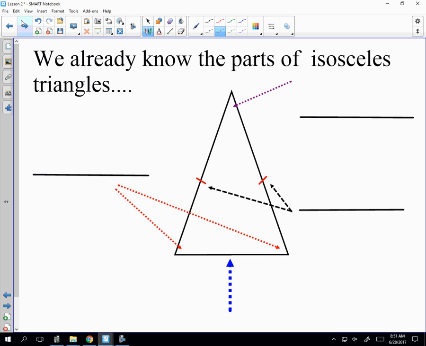Now, quick test here. We've already gone through the isosceles triangle. Can you name and label all the pieces? So do a quick pause, see if you can come up with the names, and then come back and see how you have done.